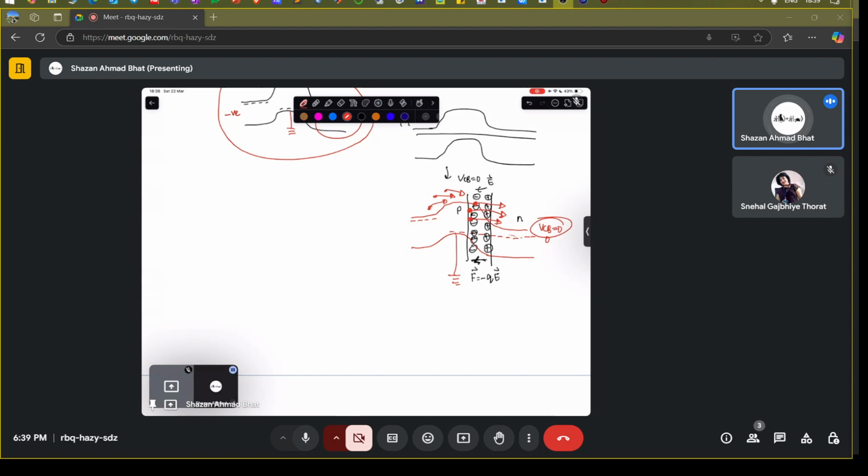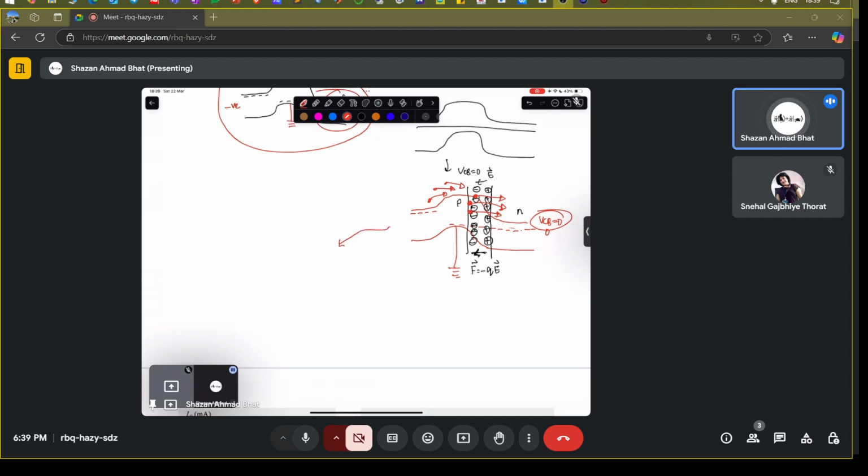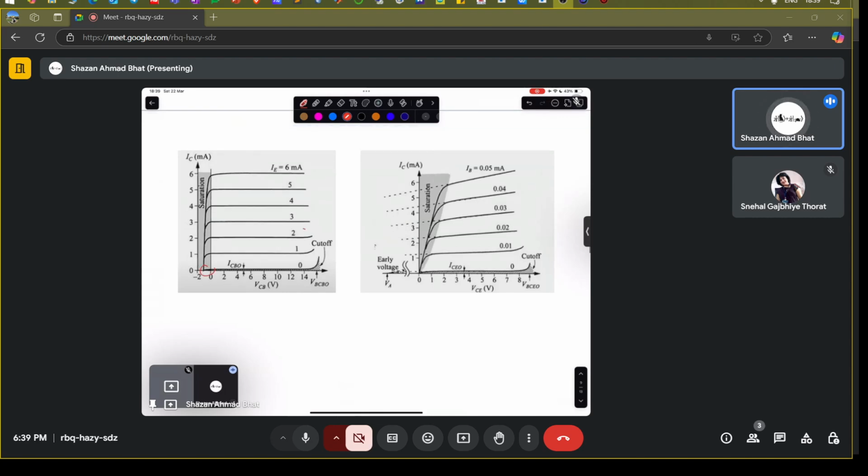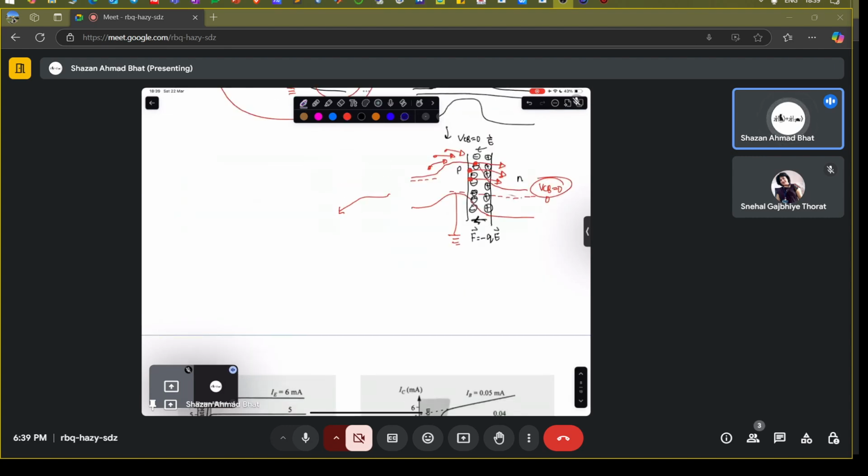So now what do you do for it? How do you counteract this? That means if you want the collector current to fall to 0, you have to apply some negative VCB on the collector end. That means on this side you have to apply a negative voltage also. What will the negative voltage do? It will shift this Fermi level up. So the Fermi levels will look like this. This will be the emitter Fermi level, this will be the base Fermi level, this will be the collector Fermi level.